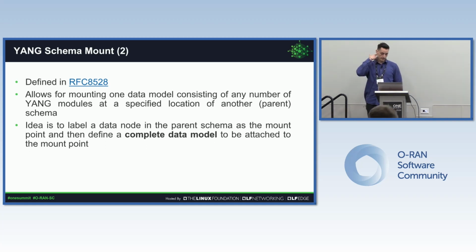The mechanism itself comes from the IETF, defined in RFC 8528, and what it enables is to mount one data model, consisting of any number of YANG modules, that doesn't matter, at a specific location in the parent schema, in the ODU schema. What it doesn't permit is to have subsets of the data tree of the ORU exposed; it needs to be a complete data model embedded or mounted to that mount point. So when the O1 YANG models were specified, these labels were inserted in some places in the schema, which represent the mount points. This is where the SMO will find the information about the managed ORUs, but exposed through the ODU.